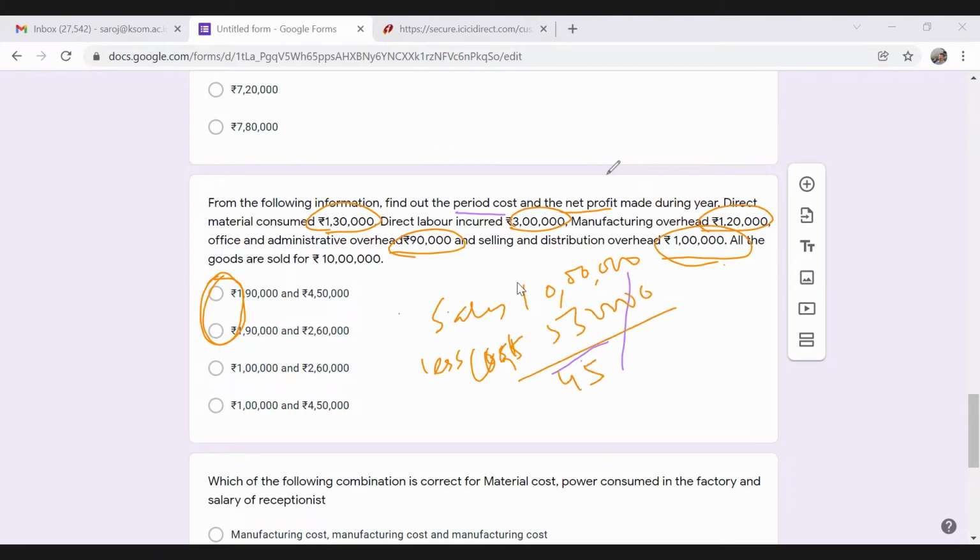So gross profit is 4,50,000, minus period cost 1,90,000, gives 2,60,000. Net profit is 2,60,000. ये तो हम लोग कैलकुलेशन भी किए हैं, 2,60,000. So this is the correct answer. Okay. See, repeatedly I am doing the same: sales, cost of goods sold, gross profit, and then the operating or period cost.